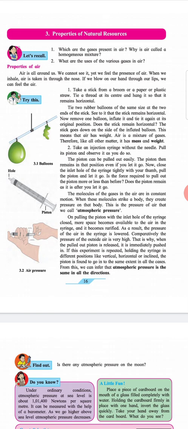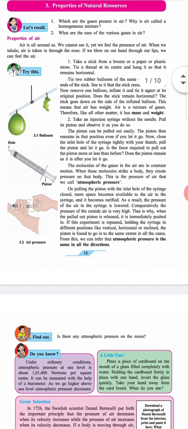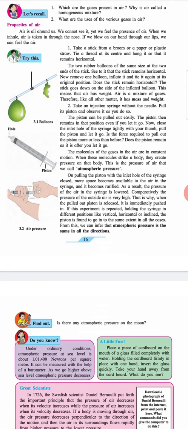This means that air has weight. Air is a mixture of gases. Therefore, like all matter, it has mass and weight. 2. Take an injection syringe without the needle. Pull its piston and observe it as you do. The piston can be pulled out easily. The piston then remains in that position even if you let it go.